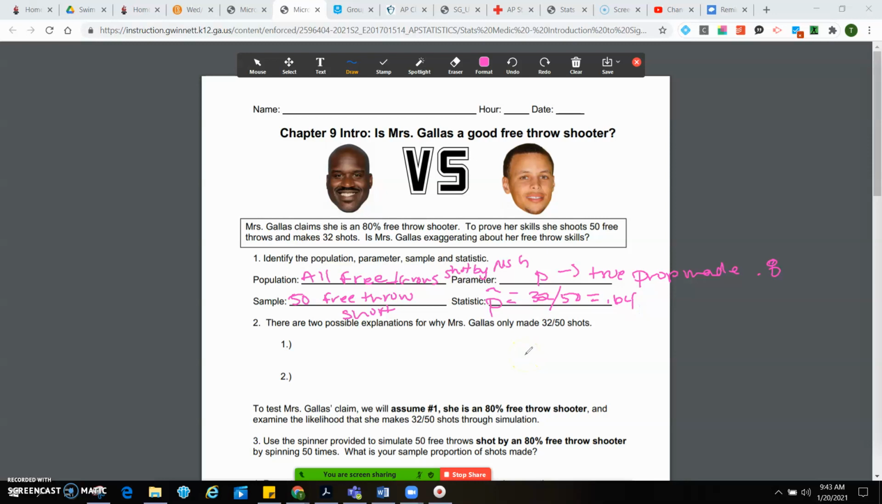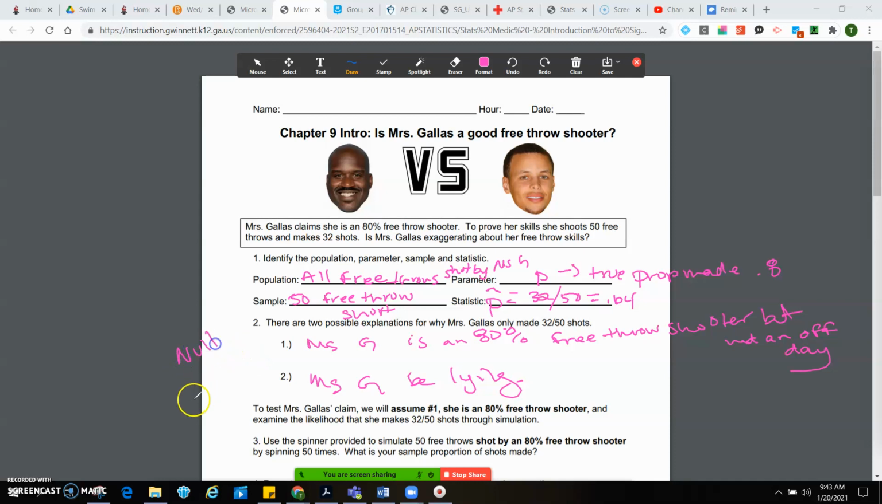Two possible explanations for why Miss Gallus has only made 32 out of the 50 shots. So first of all, Miss Gallus is an 80% free throw shooter, but had an off day. Or Miss G be lying. So she's exaggerating. Okay? So the null hypothesis is that you've got H0: p equals 0.8. The alternative hypothesis is going to be Ha: p is less than 0.8.